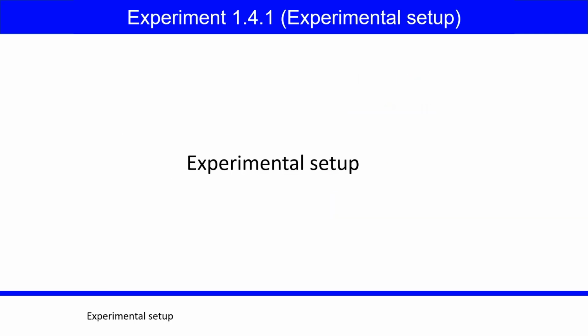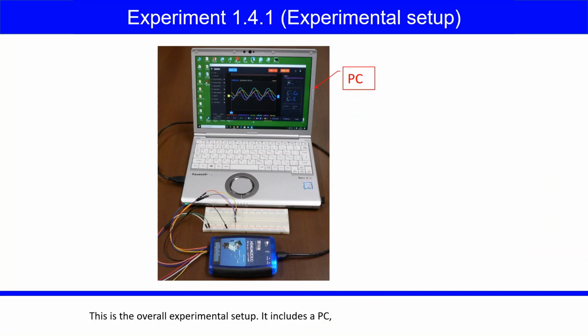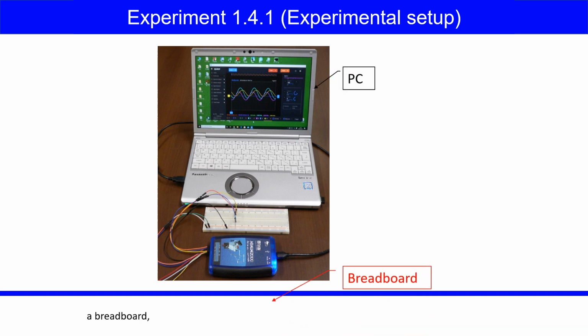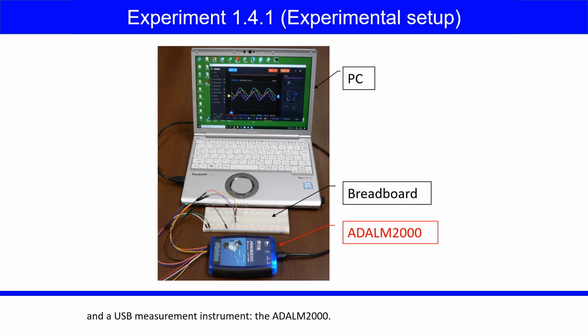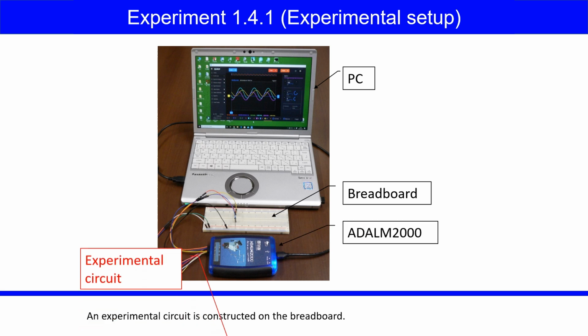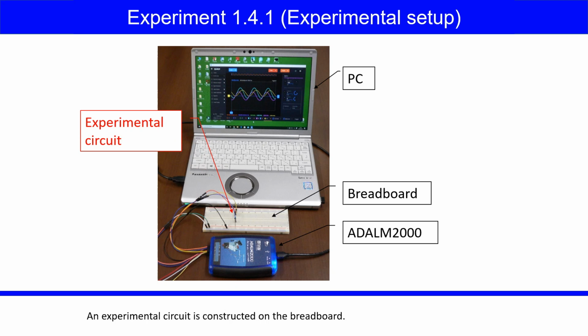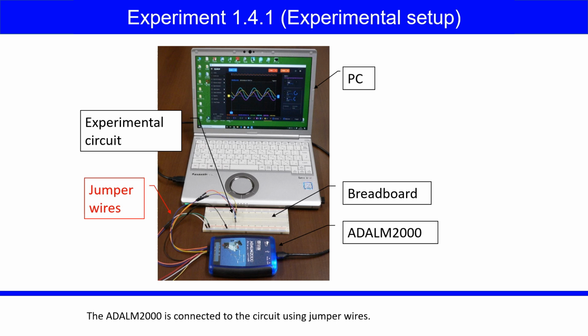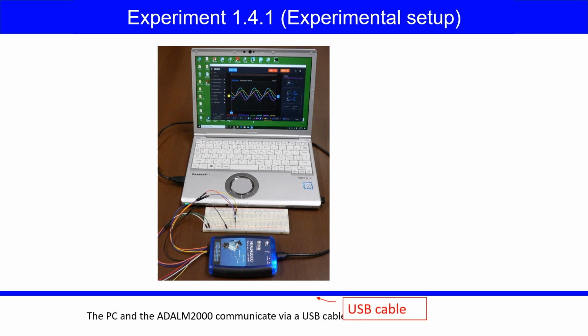Experimental setup. This is the overall experimental setup. It includes a PC, a breadboard, and a USB measurement instrument, the ADALM2000. An experimental circuit is constructed on the breadboard. ADALM2000 is connected to the circuit using jumper wires. The PC and the ADALM2000 communicate via a USB cable.